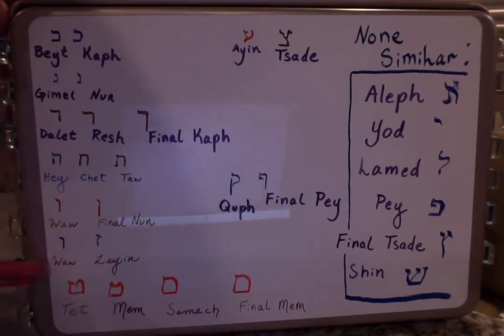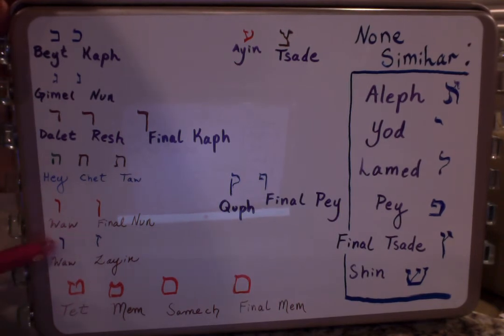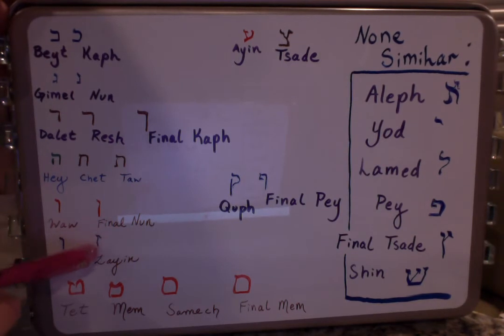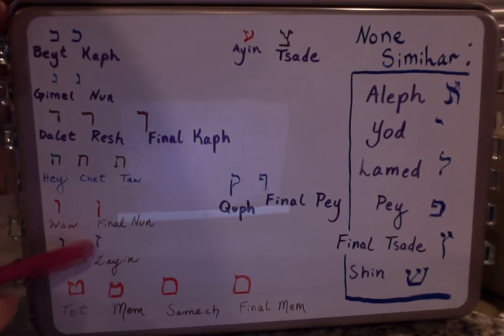Then we have Waw again, and then Zayin. So Waw is all connected. Zayin, you see the little curve, and then the line is in between, whereas over here it's on the end.